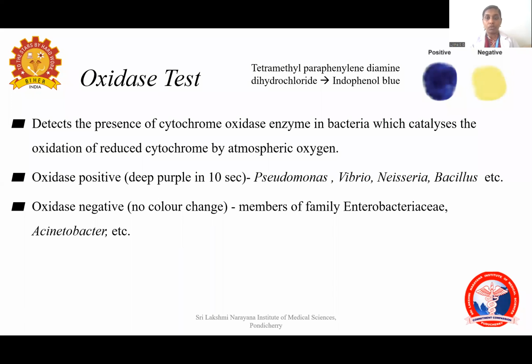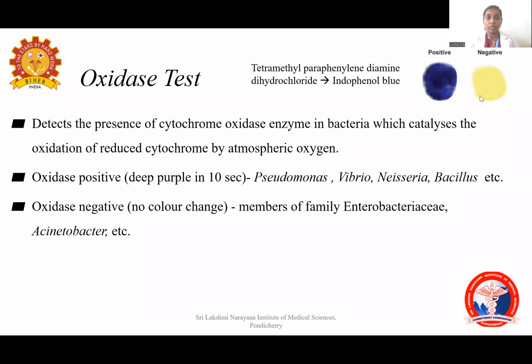Add a drop of this reagent onto the filter paper strip and take the colony of the organism using a cover slip or a wooden stick or anything. You shouldn't use the loop or the straight wire for performing the oxidase test, also for the catalase test. So you have to use either a cover slip or a glass rod or a wooden stick. Take the colony using this wooden stick and rub it over the filter paper having the oxidase reagent.